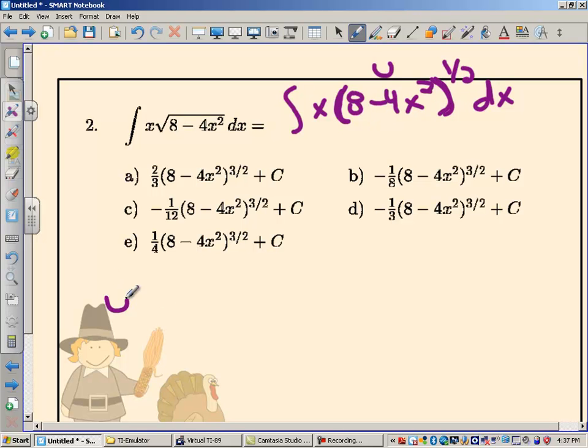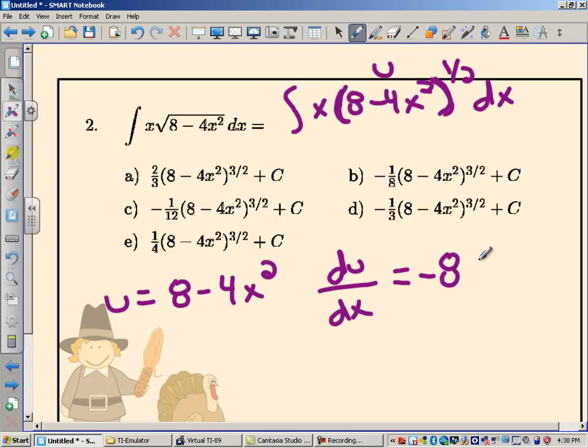So I'm going to let u equal 8 minus 4x squared. Now the next thing you do is you've got to come up with the derivative statement because we've got to substitute for the dx. So you do du/dx is equal to negative 8x. See that negative 8x? I almost have that.